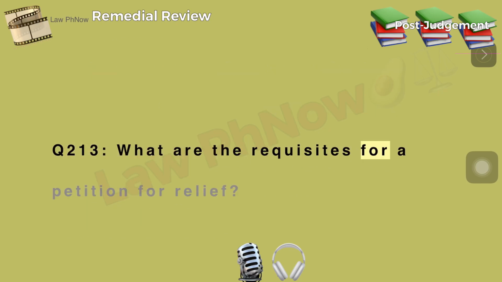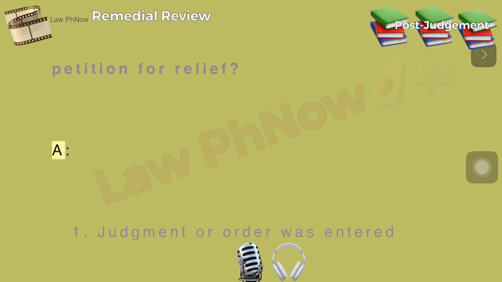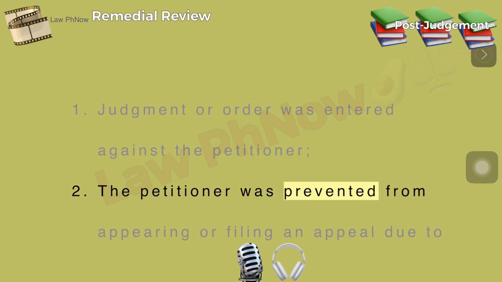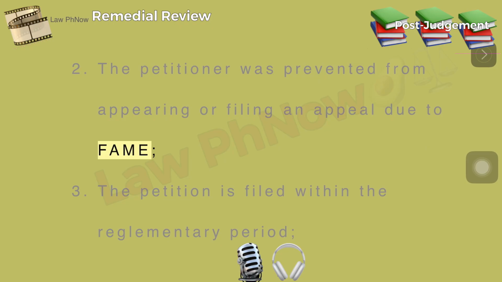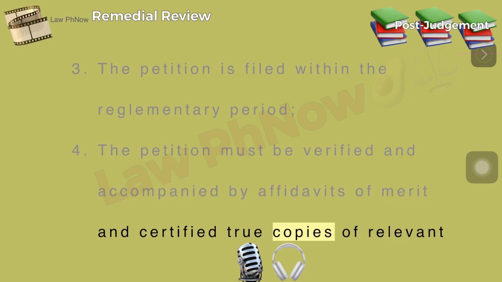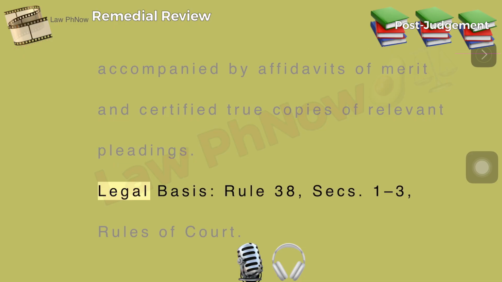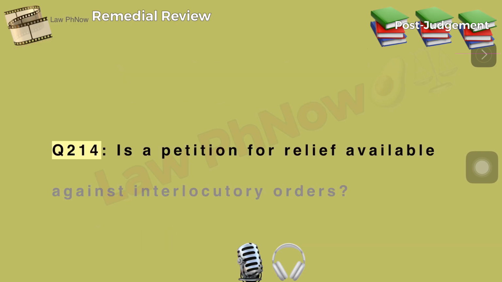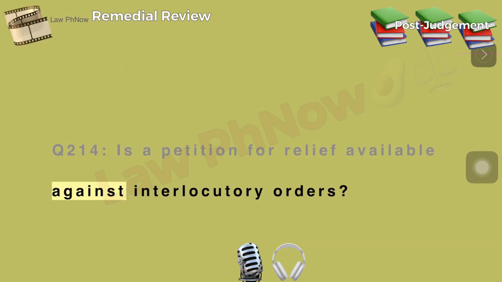Q213. What are the requisites for a petition for relief? A. 1. Judgment or order was entered against the petitioner. 2. The petitioner was prevented from appearing or filing an appeal due to FAME. 3. The petition is filed within the reglementary period. 4. The petition must be verified and accompanied by affidavits of merit and certified true copies of relevant pleadings. Legal basis, Rule 38, Sections 1 to 3, Rules of Court. Q214. Is a petition for relief available against interlocutory orders?